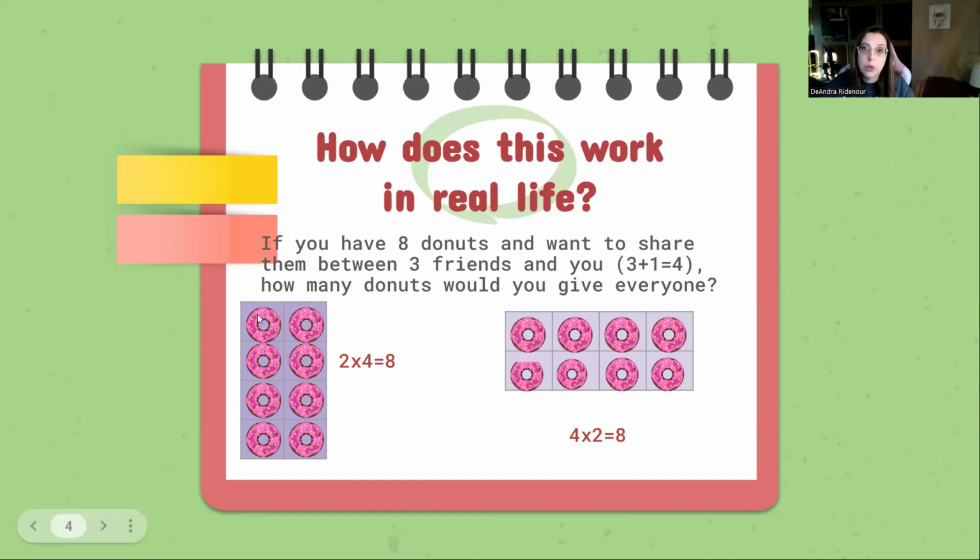All right, so we could do 2 groups of 4 because we've got 4 friends, and that would give us 8. 2 times 4 is 8. Or we could flip it around, 4 groups of 2, 4 people. 4 times 2 is 8, right? So you can see the 2 and the 4 switch places. Now we've got 4 and 2, and they both equal what? 8. Good job.